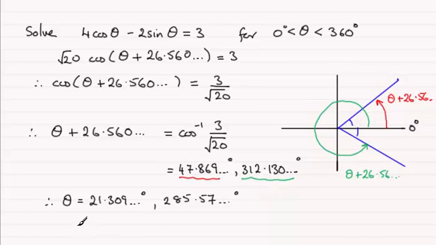Now if we give our angles to three significant figures, then this one will be 21.3 degrees, and this one will be 286 degrees. And I'll just put here that both are to 3 significant figures, 3SF.